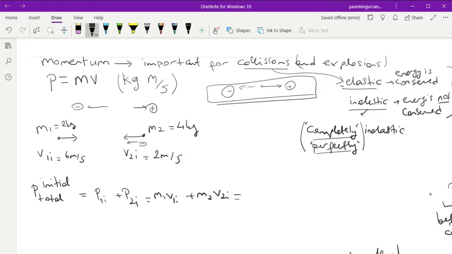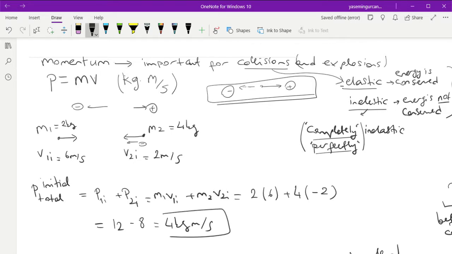So if you do that, m1 is 2, and velocity for that initially was 6 toward right, so it's positive. m2 is 4, and its velocity is toward left, so it's going to be -2. That's toward left is negative here. So I just put negative here. So the total initial momentum is going to be 12 minus 8, so it is 4 kilogram meter per second. This is the total initial momentum.